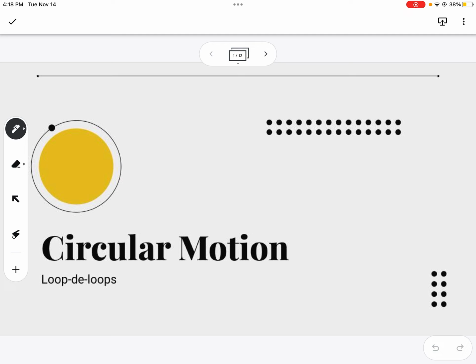We're still talking about circular motion in this unit, all things curves, circles, orbits, all of that good stuff. Today we're going to get to talk about loop-de-loops, so we're going to get a little bit into roller coasters, which is kind of fun.